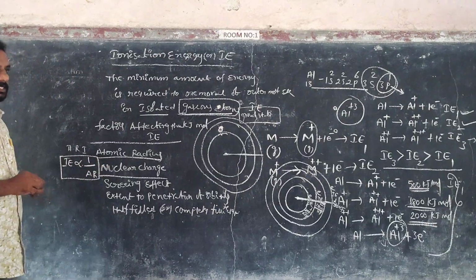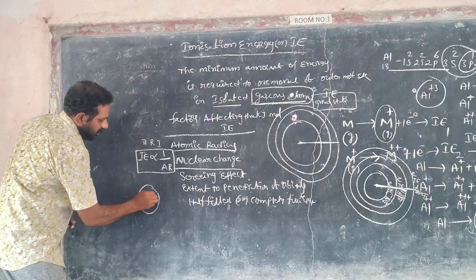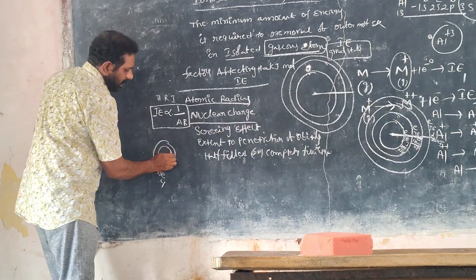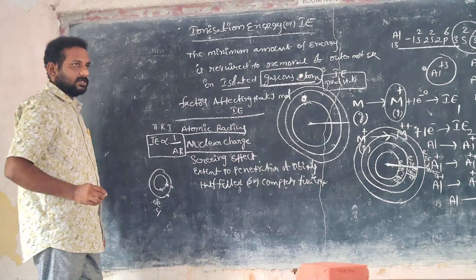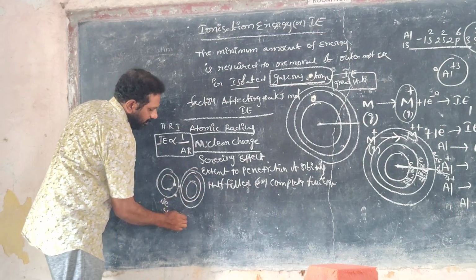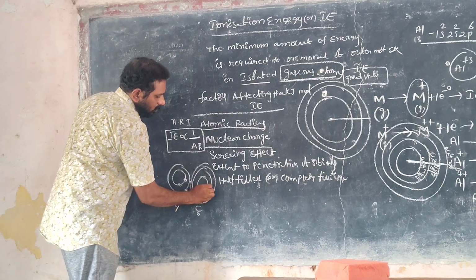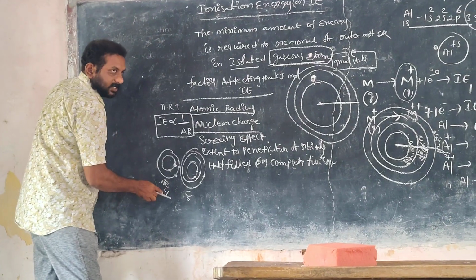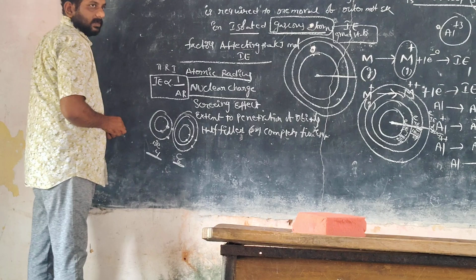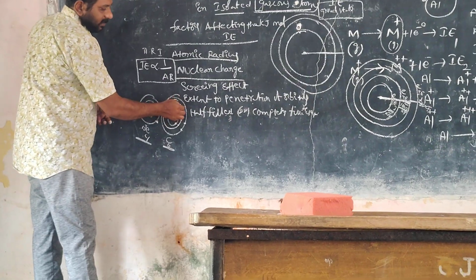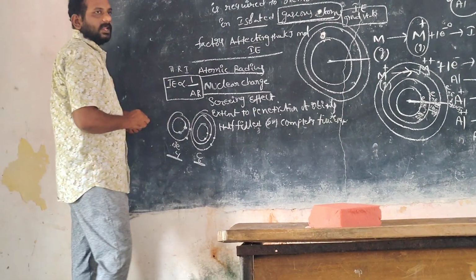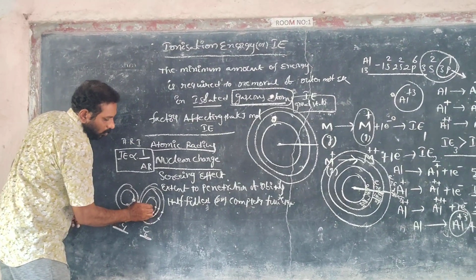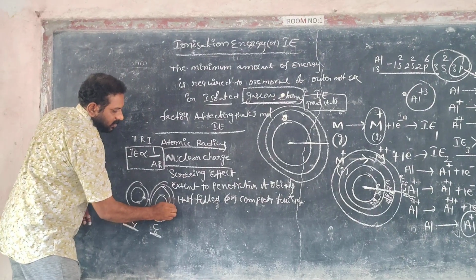Second one, nuclear charge. For example, beryllium has atomic number 4, that is 4 electrons: 2 electrons in the first shell and 2 in the second. Carbon has atomic number 6, that is 6 electrons. Which nuclear charge is higher, 4 or 6? 6 is higher. When the nuclear charge increases, the ionization energy also increases, due to the very high nuclear attraction between the nucleus and the outermost electrons.